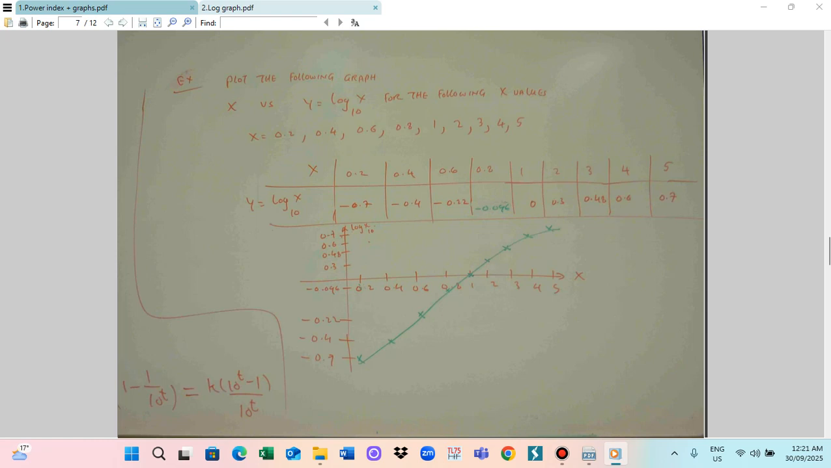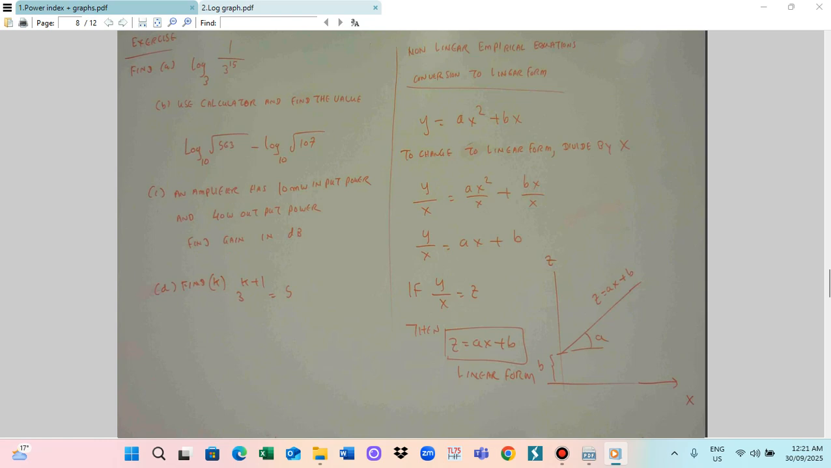So 0.2 is start from here to this point. So we can draw that graph. 0.2 here. And the 0.4 or 0.2 we start from this point. 0.2 starts from minus 0.7. And then this one will be here. And 0.3 will be this one. 0.8 will be this one. And 1 will be 0. 2 will be the 0.3. 3 will be the 0.48, 4 will be the 0.6, and this one. So we call the graph like this. So this means that y equal to log x graph.